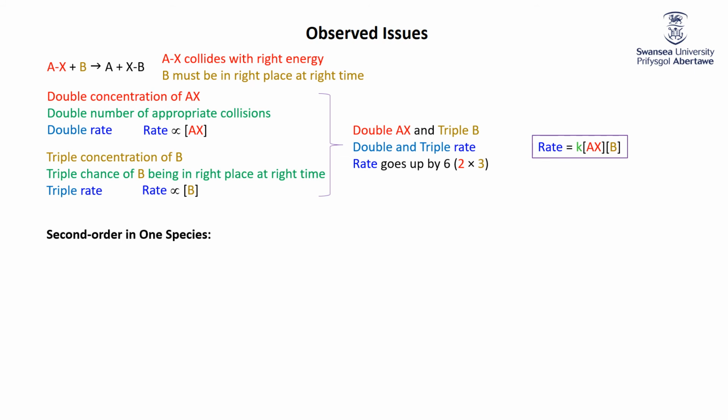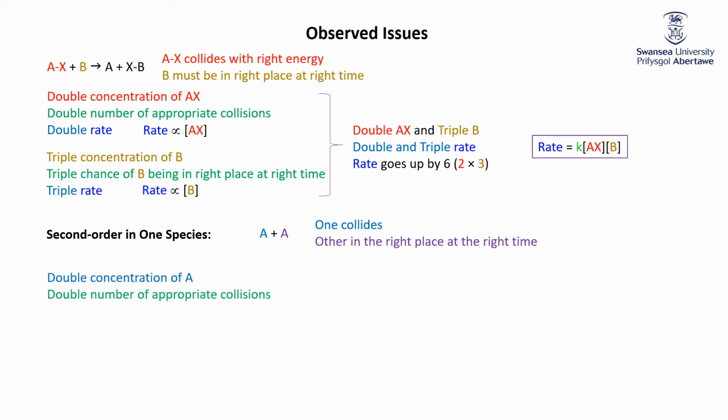Let's take that same idea and think about how can we get a second order reaction in one species. This is a second order reaction in two species, being first order in each. But how would we get a second order reaction in one species? Well, consider that reaction. A plus A, one collides, and one is in the right place at the right time. So if we double the concentration of A, well then we would double the number of appropriate collisions, and so we would double the rate.